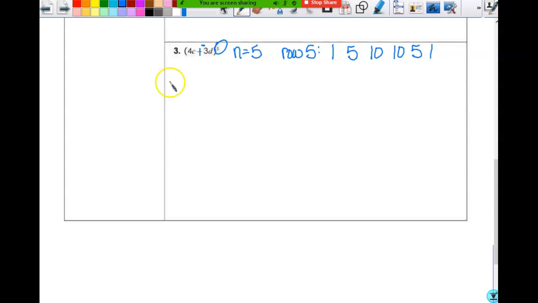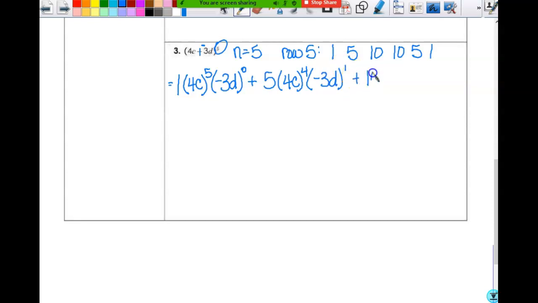Okay. So start off, my first coefficient is 1. I take this first term, which is 4c, to the 5th power. Second term is negative 3d to the 0 power. My next coefficient is 5 times 4c to the 4th power, negative 3d to the 1st power. Plus 10 times 4c to the 3rd power times negative 3d to the 2nd power. Then you go ahead and write the last three terms out.